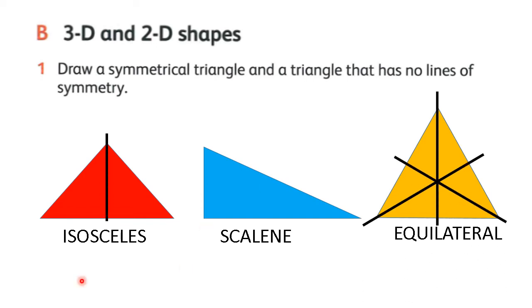Now, which ones have symmetry? Well, as you can see here, there's 1 line of symmetry on the isosceles triangle, and there are 3 lines of symmetry on the equilateral triangle. The isosceles triangle is symmetrical and the equilateral triangle is symmetrical. Of course, the scalene triangle has no symmetry.